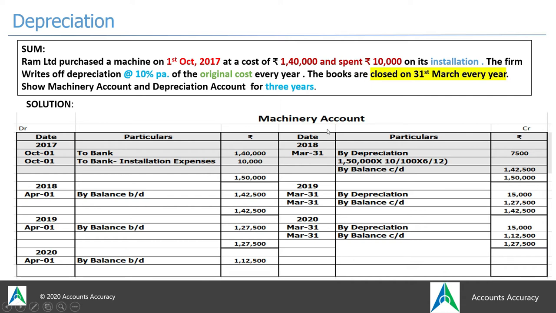Now, as the installation charge was 10,000 and 1,50,000 is the total value, we have to calculate depreciation like this: 1,50,000 into 10 by 100, that means 10% depreciation on the original value of the machine, into 6 by 12, the time period for which it's been used. The total value of depreciation for the first year will be 7,500. When you calculate, you will get 7,500. Now, this is the amount of depreciation of 6 months for the first year, that is from 2017 to 2018.